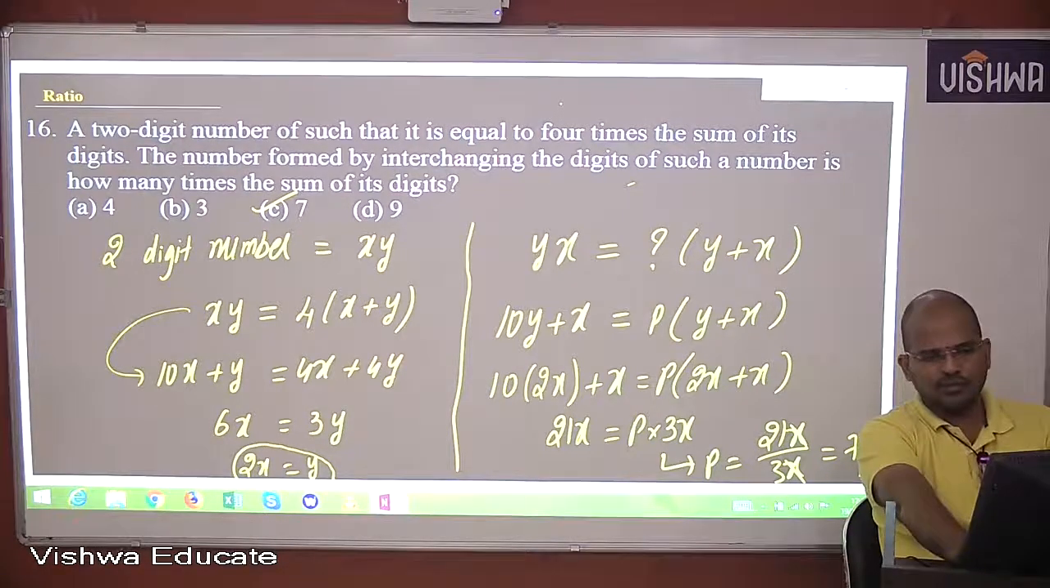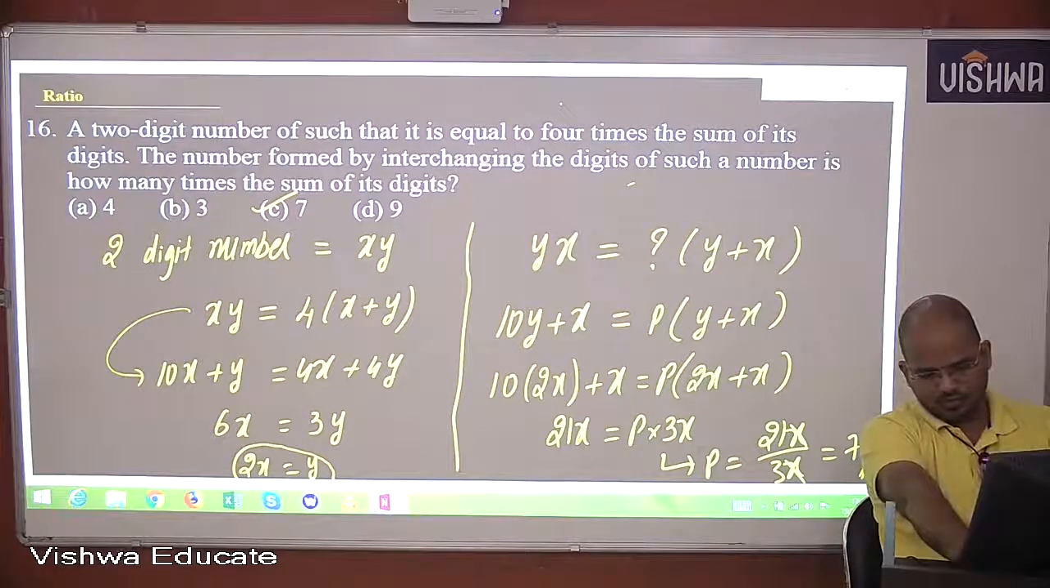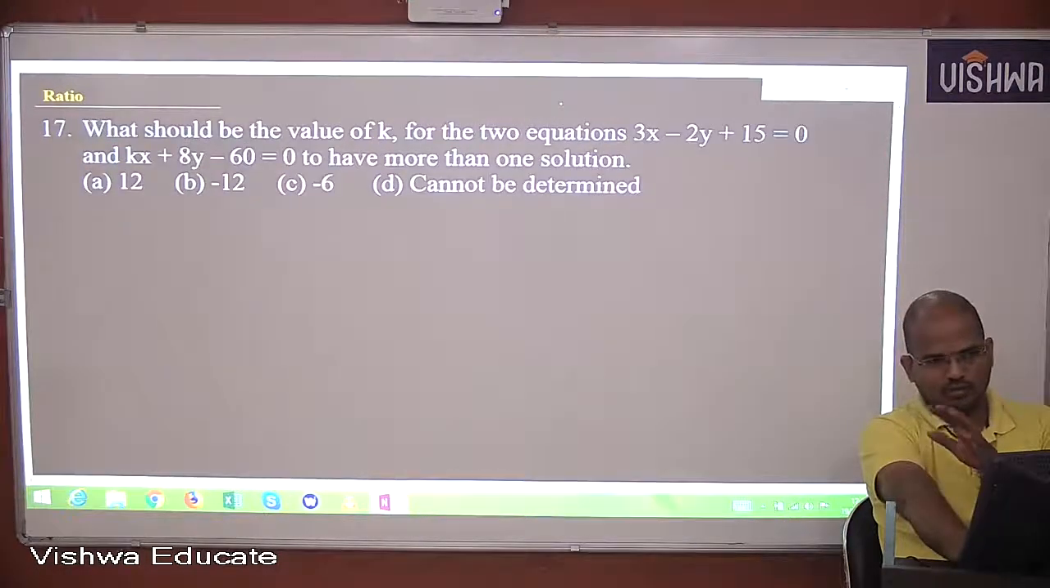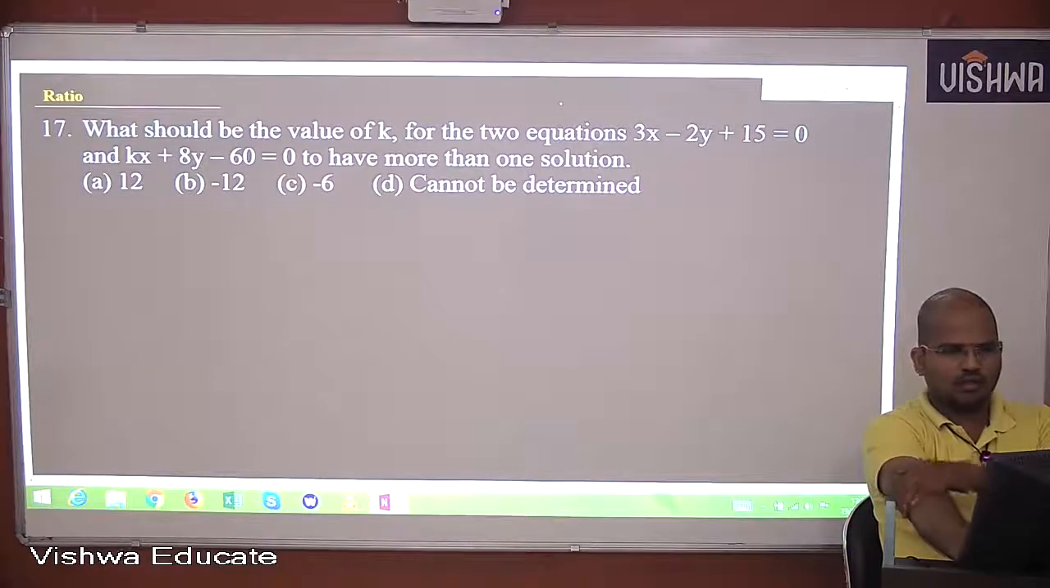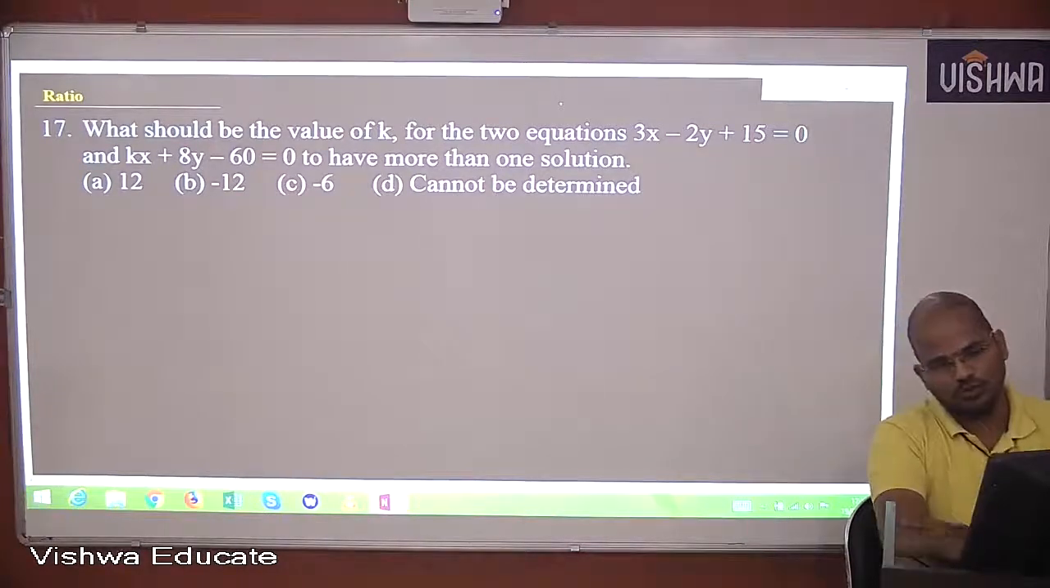Is it fine? Then I hope you have copied it. What should be the value of k for the two equations 3x minus 2y plus 15 is 0 and kx plus 8y minus 60 is 0 to have more than one solution?